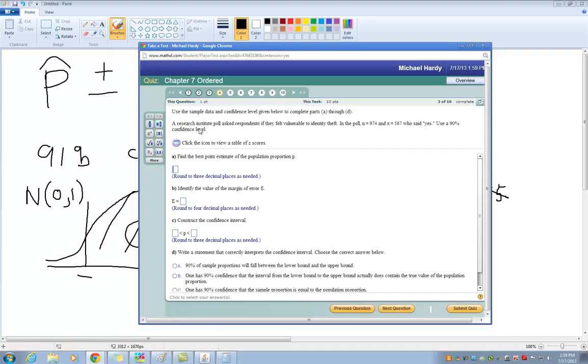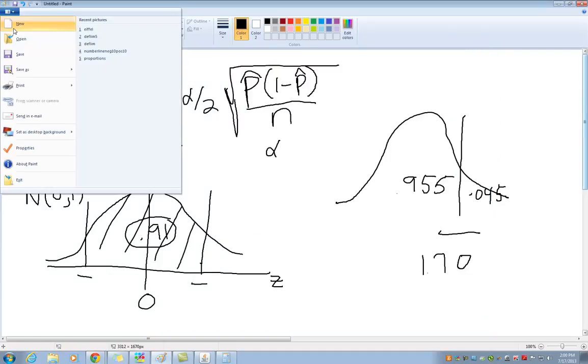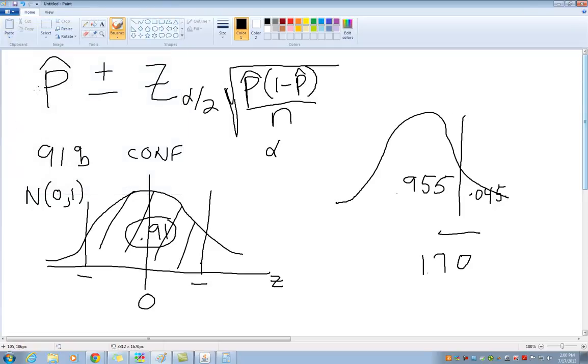All right. Use the sample data and confidence level given below to complete parts A through D. Best point estimate for p. So we have data here. n equals 974. When you see x in one of these problems with proportions, it refers to the number of yeses, the number of successes. And in fact, they say this: 567 said yes. 90% confidence level. So our confidence interval for a proportion is always going to be of this form. Let's just erase down here.